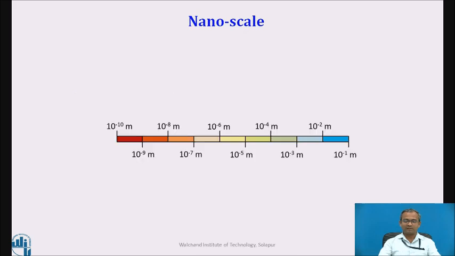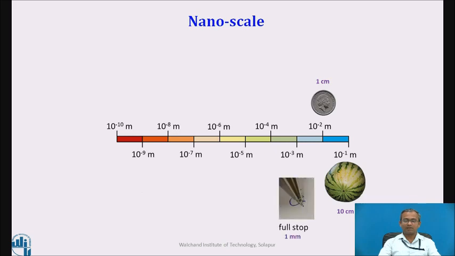For comparison, consider the sizes of a few known objects. The size of a typical watermelon is nearly 10 raised to minus 1 meter, that is 1 decimeter or 10 centimeter, while the size of a penny is 10 raised to minus 2 meter, that is 1 centimeter. A full stop given on a paper by a pen has a typical size of 10 raised to minus 3 meter, which is to say 1 millimeter, and the thickness of hair measures in 10 raised to minus 4 meter, that is to say 100 micrometer.